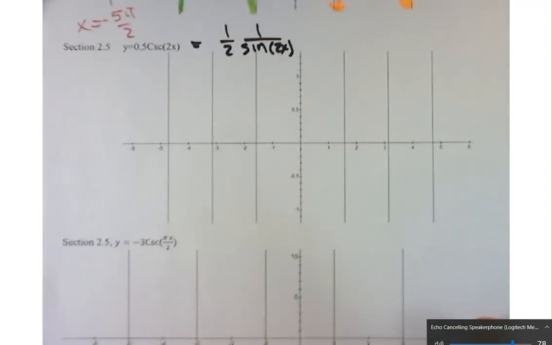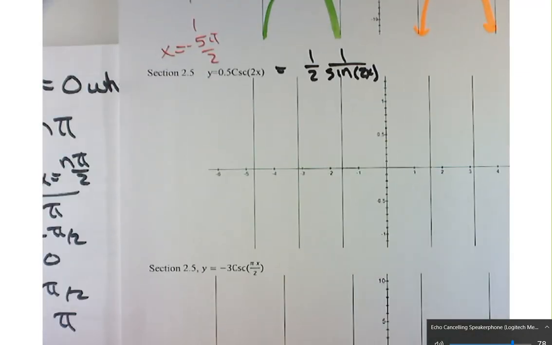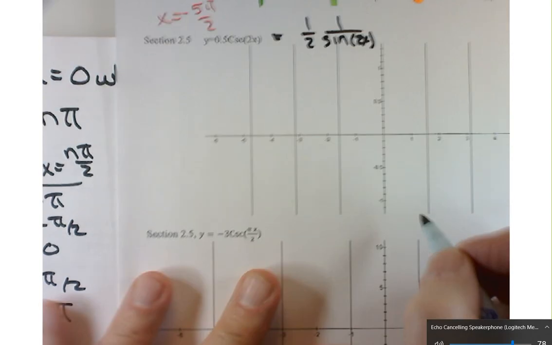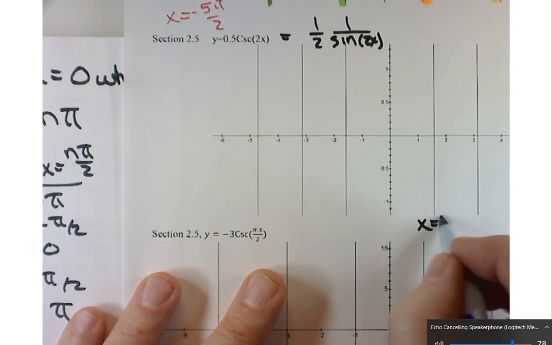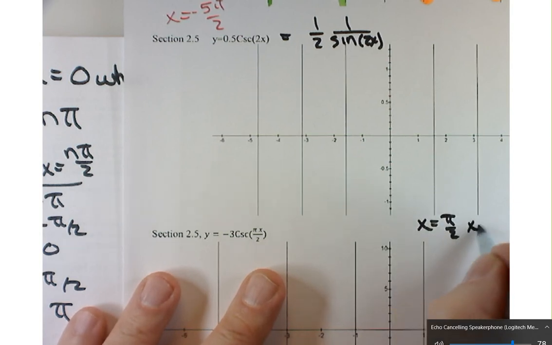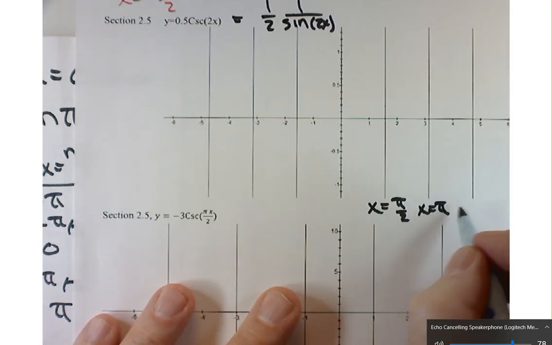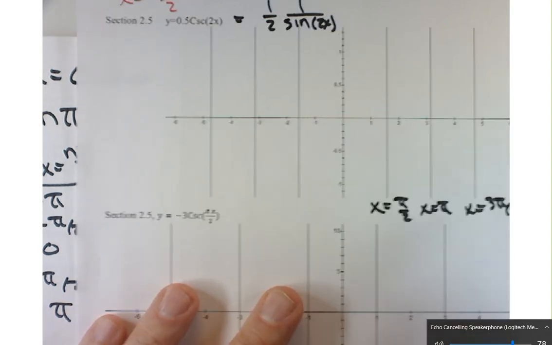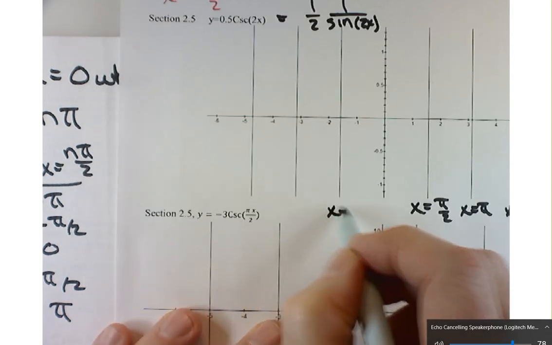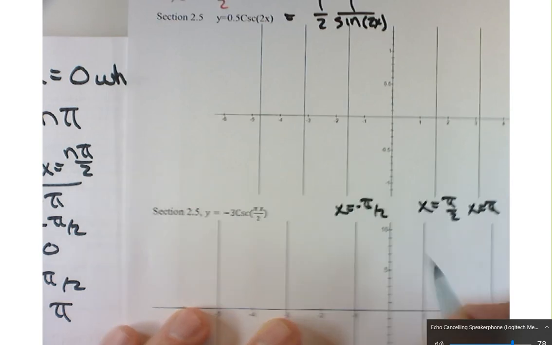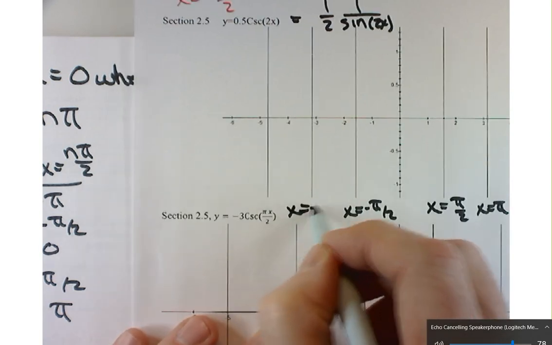So on all of these, I'm going to want you to label your axes, your asymptotes. So I'm going to have x equal pi over 2, x equal pi. The next one, if you wanted it, would be x equals 3 pi over 2, and so on. This is x equals 0, x equals -pi over 2, x equals -pi.